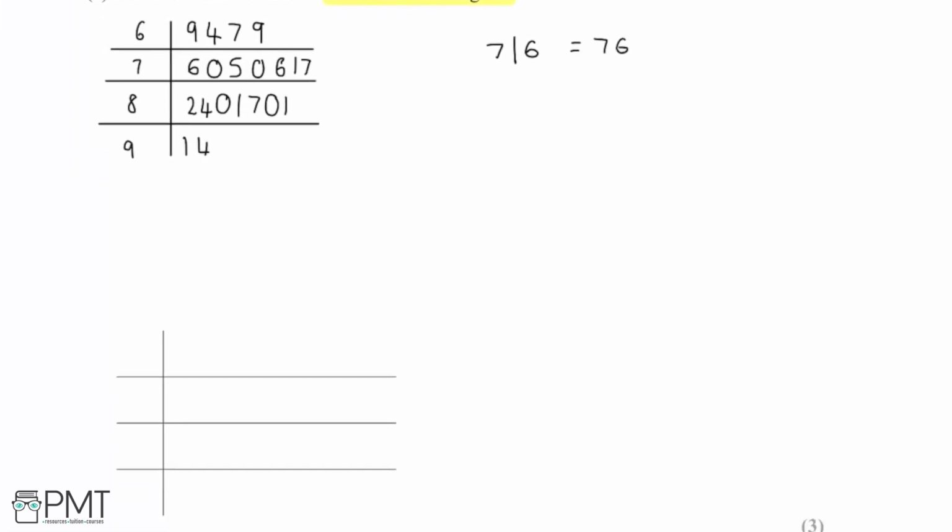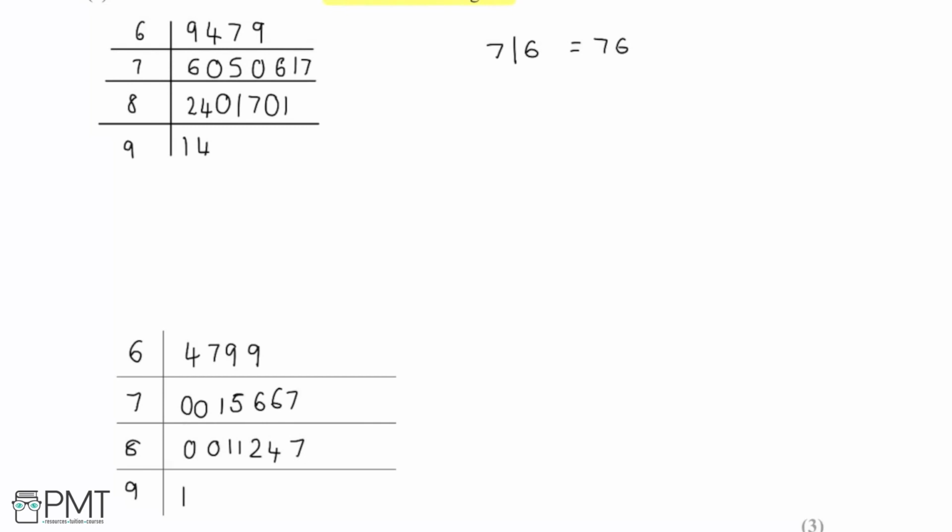So now I can go on to order them in the final answer for the stem and leaf diagram. In the answer box, I'll write out the 6, 7, 8 and 9, and then I just need to order the numbers that I have here. In increasing order, for the 6s: 4, 7, 9, 9. And then for the 7s: 0, 0, 1, 5, 6, 6, 7. For the 8s: 0, 0, 1, 1, 2, 4, 7.